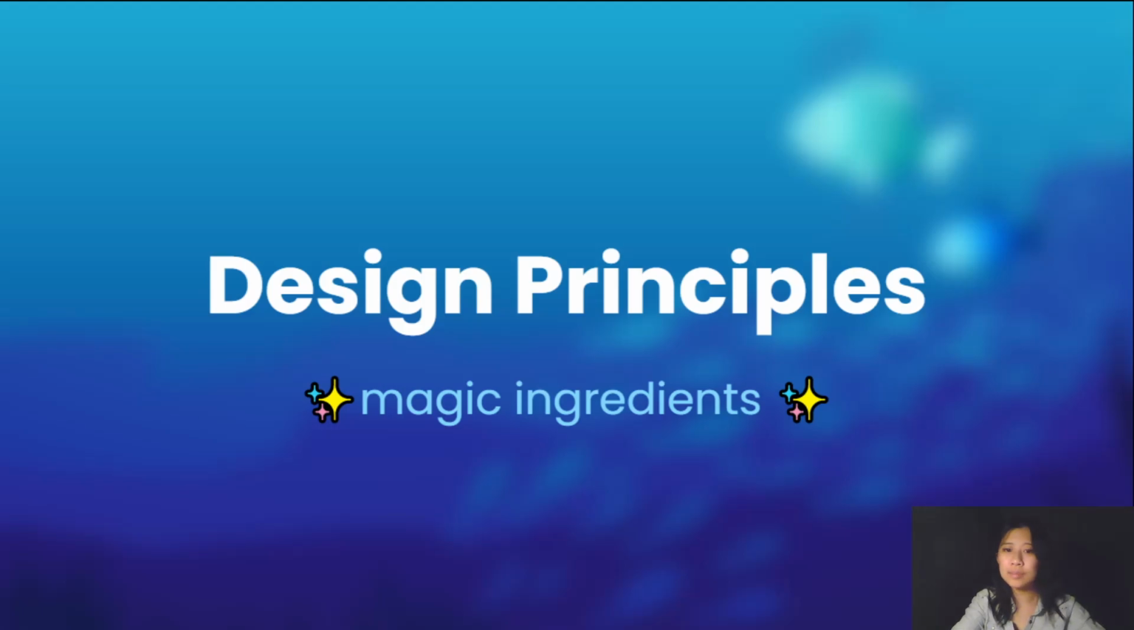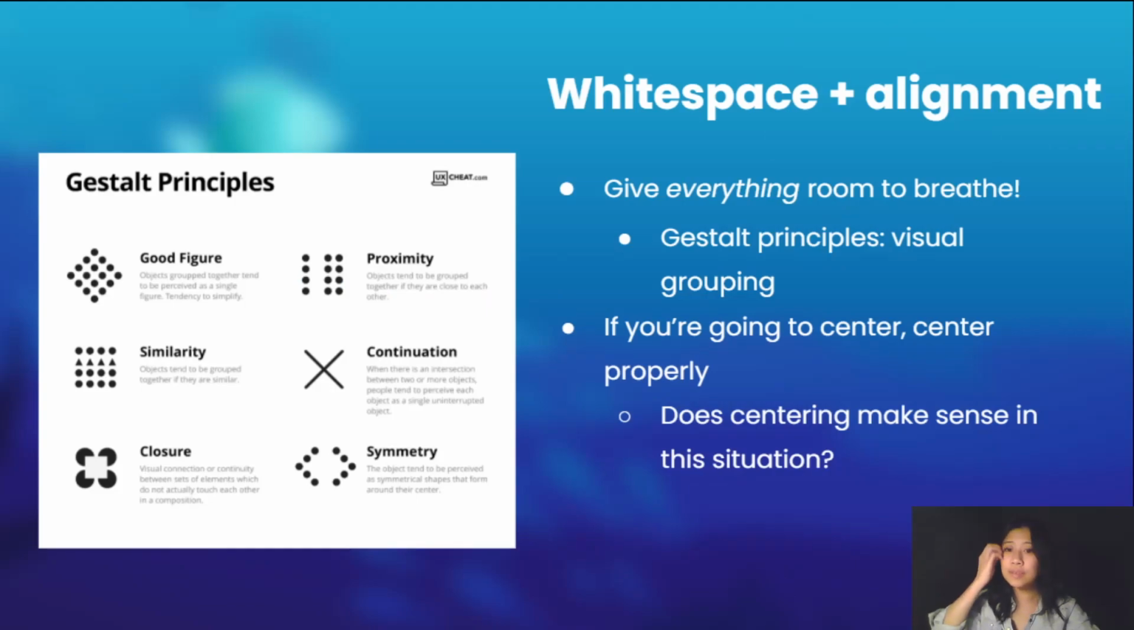So let's start with some design principles, some magic ingredients to make your hack look great. The first thing we're going to talk about is white space and alignment. And here I have a picture showing you some Gestalt principles. Gestalt is actually a concept from psychology, which talks about how people visually perceive the world around them, and how groups of things tend to be perceived as greater than the sum of their parts.